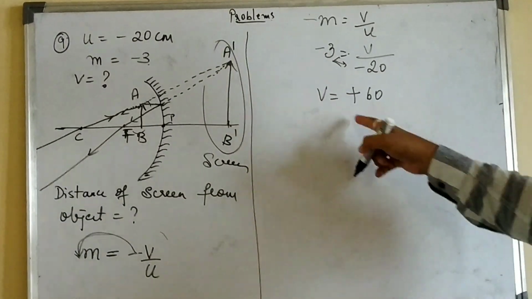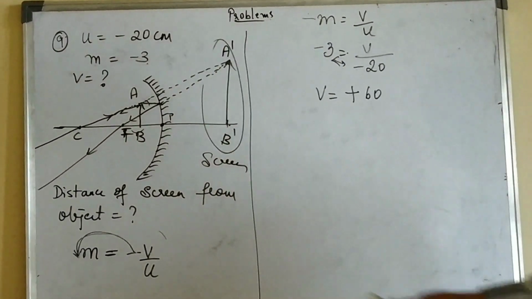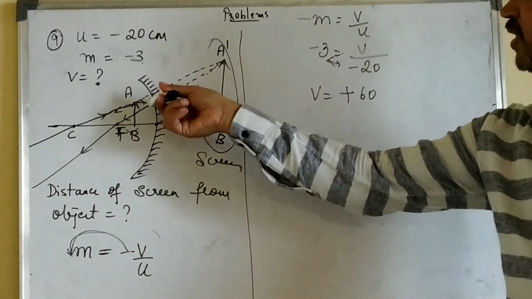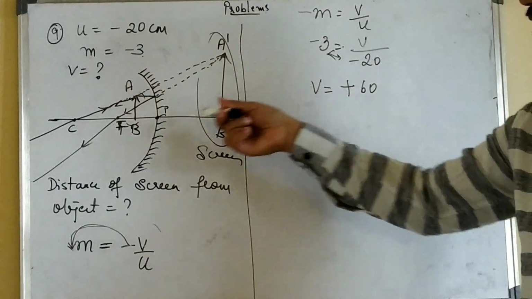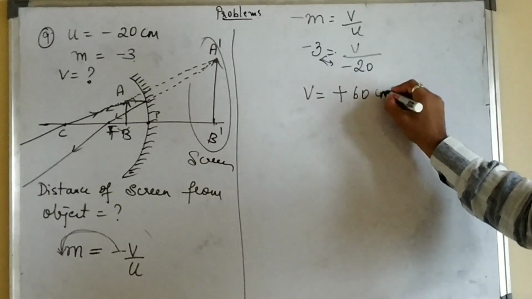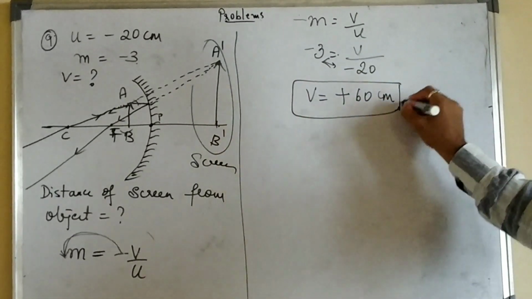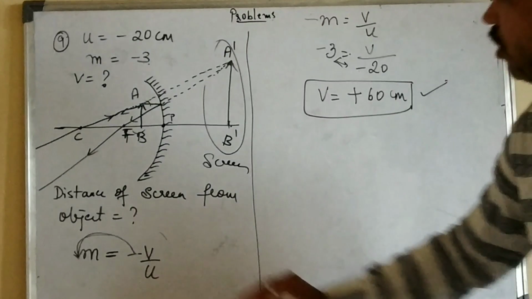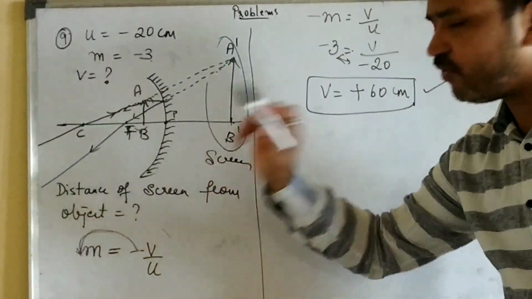Minus into minus is plus, 3 twos are 60. So earlier I got minus 60. That is not the case. Why? Because the image is far behind the mirror and you are moving the distance along the incident ray from the pole. So it has to come positive. So V is equal to 60 centimeter. Now you got the image distance. Now, what is the distance of the screen from the object?